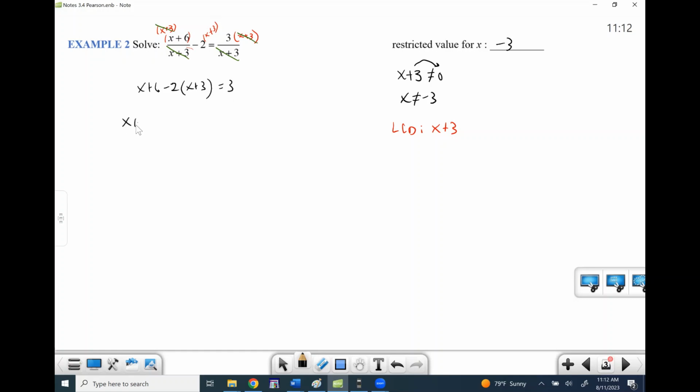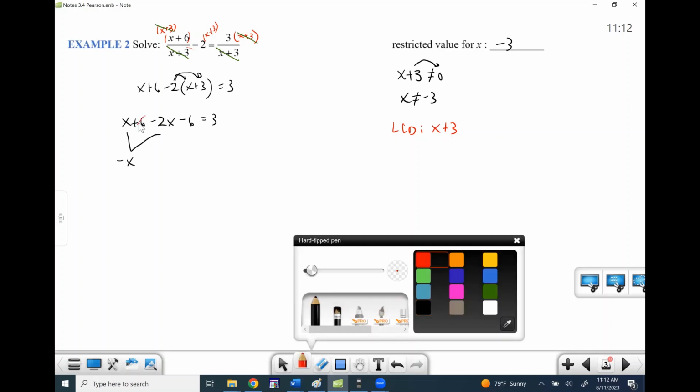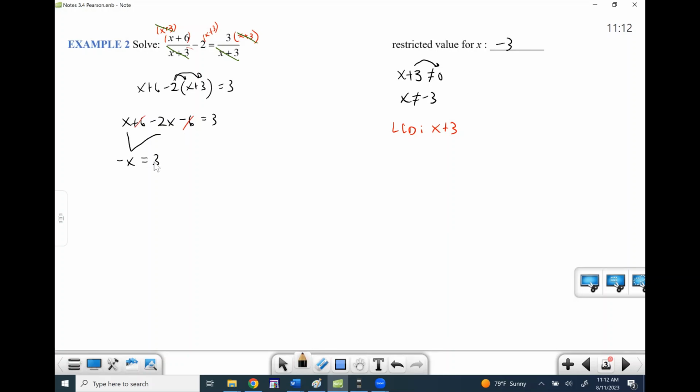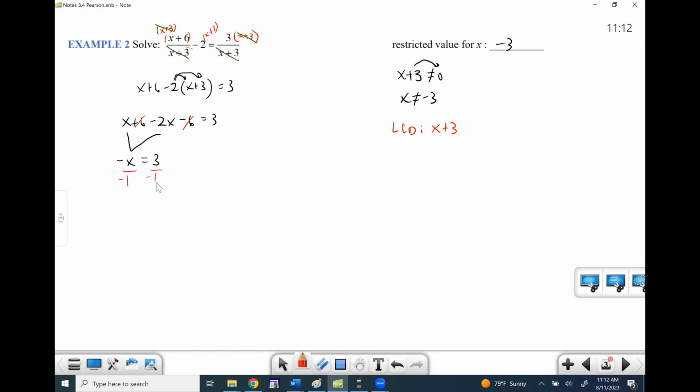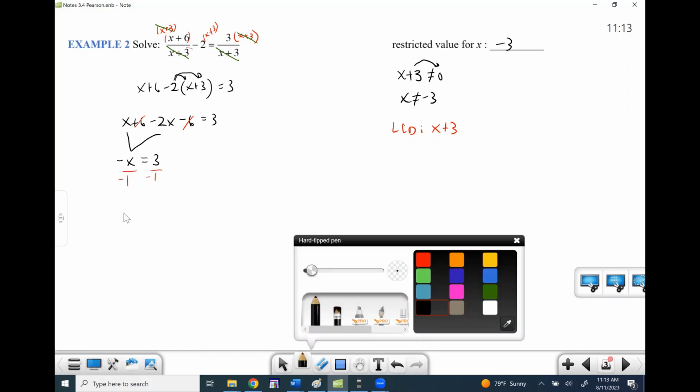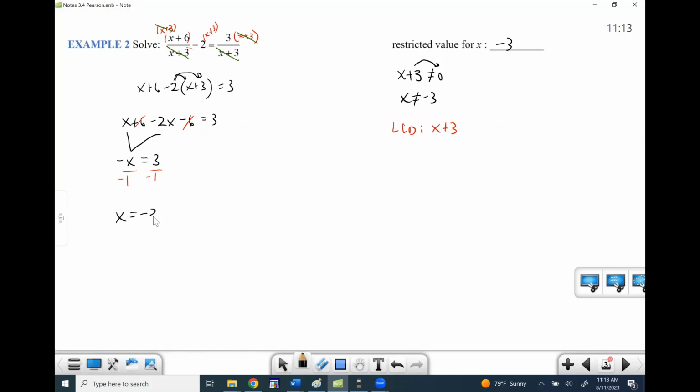All right, so here we go. We're going to go ahead and distribute that -2. Combine like terms. So 1x minus 2x is going to be -x. And then the 6 and the -6 will just cancel each other out. And so we end up with 3. And I'm going to divide by a -1. So we end up with x equals -3.